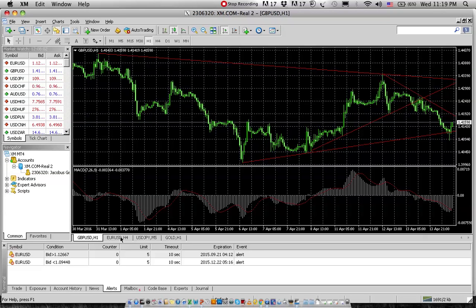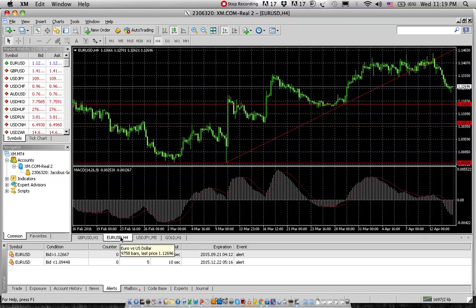Looking at the euro, the extension was quite nice, quite strong yesterday. I'm looking at the 4-hour chart because that's the only place where we can really make sense of what's happening in the euro US dollar relationship at the moment.